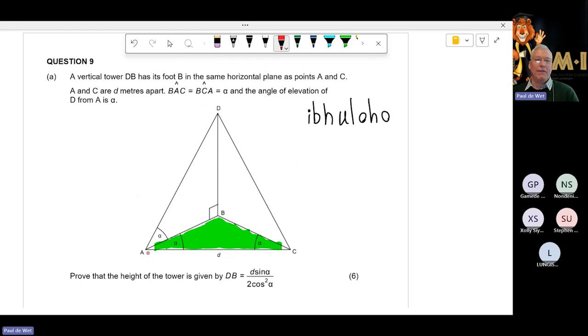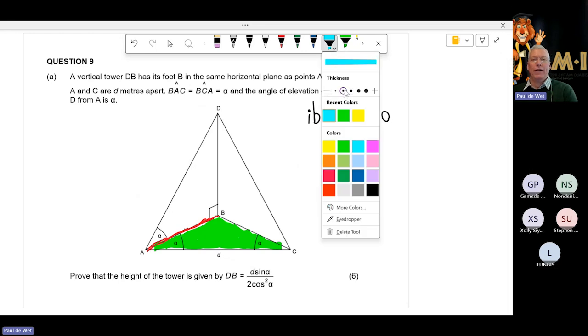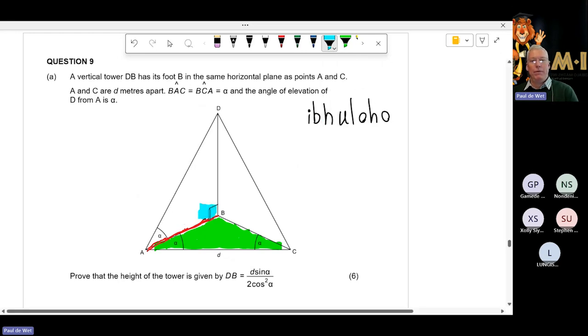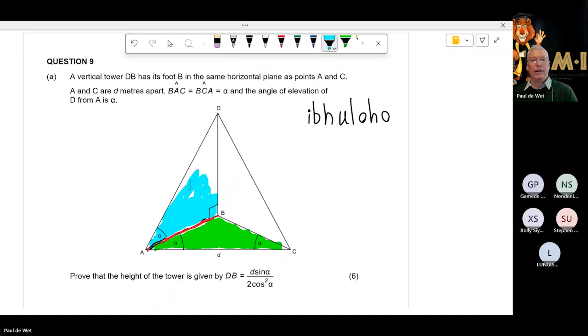This line over here, I call it a bridge because it's a bridge between the green triangle on the floor and this blue triangle that's up here on the side. Ibuloko. Guys, if you write nothing, you're going to get nothing.